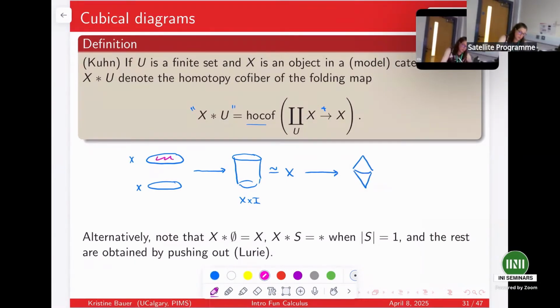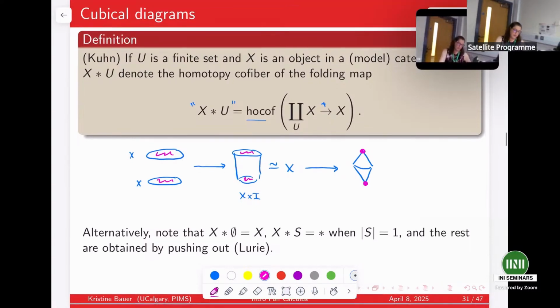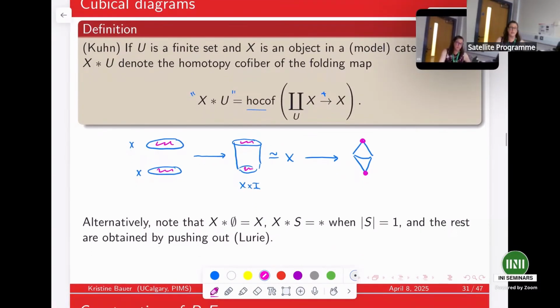So here's my 2 copies of X. They map in at the top and the bottom, and then I killed them. Very violent part of the talk. Okay. Now, if you're thinking infinity categorically, then this construction isn't going to make a ton of sense.